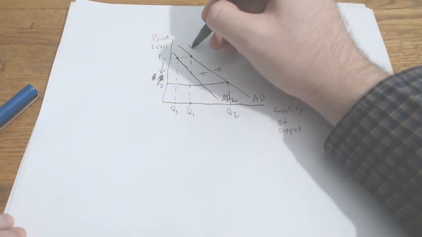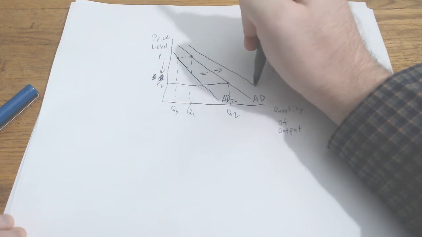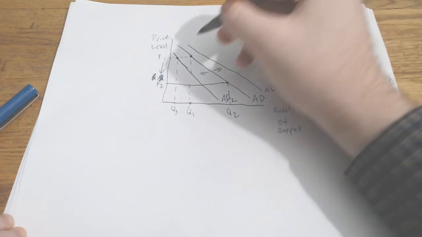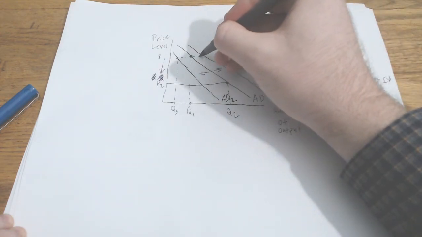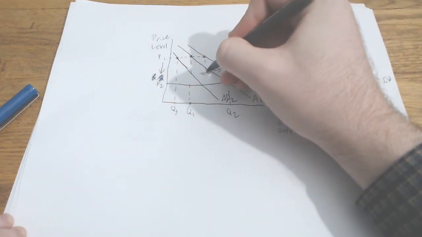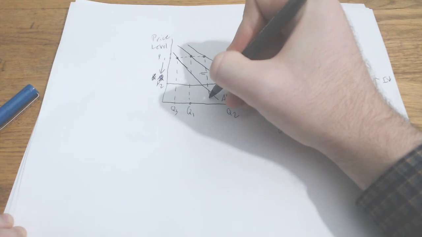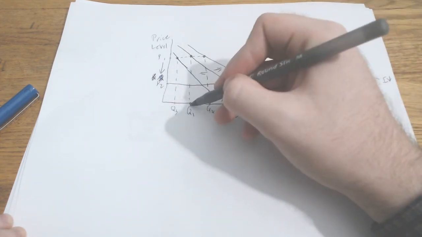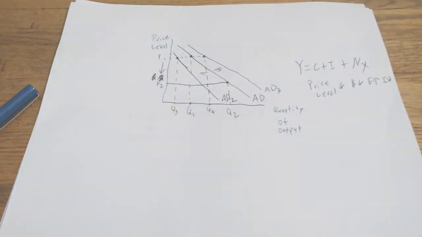We'll be at this point, and we can see our quantity at Q4 is higher than we were at the same price. So we're not spending any more, but we're getting more goods.